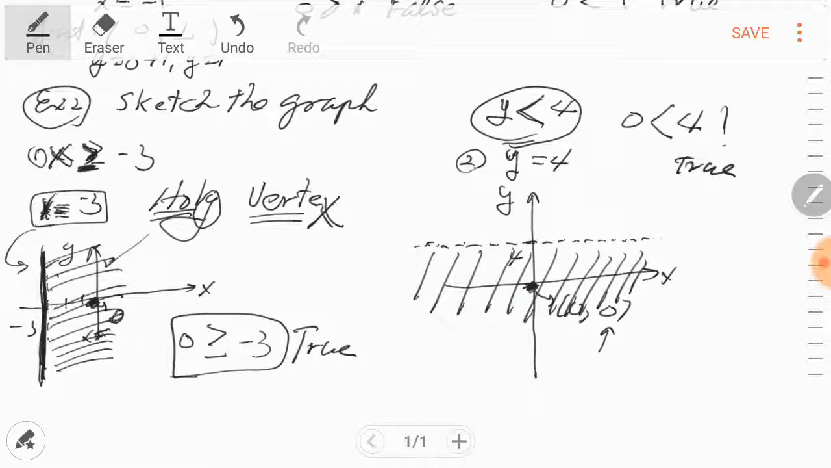As you can see here, y is less than 4 means below, obviously. So the area below the dotted line is the solution. Dotted means the points on the line are not solutions.